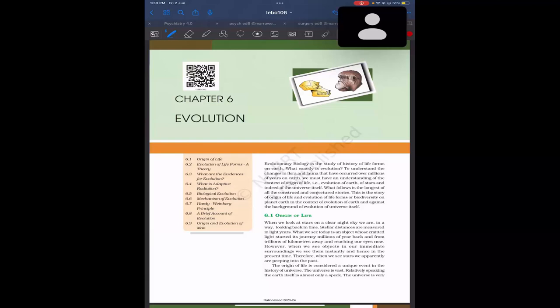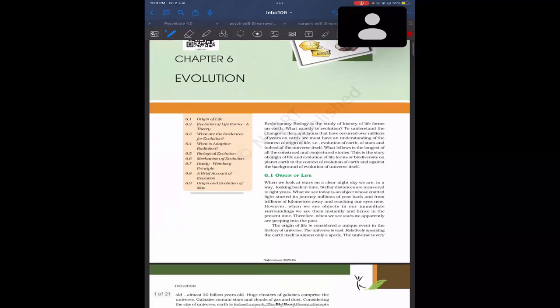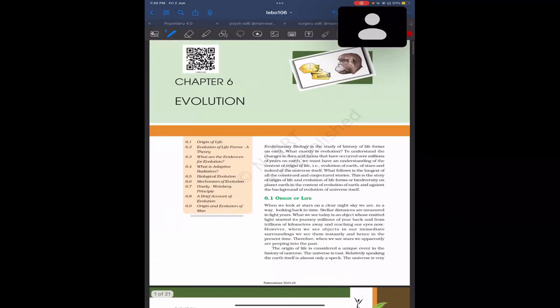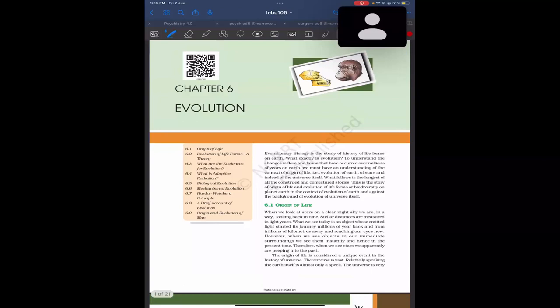So today we will be doing the chapter evolution, in which we will talk about the important points from the NCERT and saath mein NCERT back exercises bhi solve karenge. So the chapter of evolution basically tells about how life evolved from a single inorganic atoms and molecules to complex biomolecules, furthered by tissue and an organism.